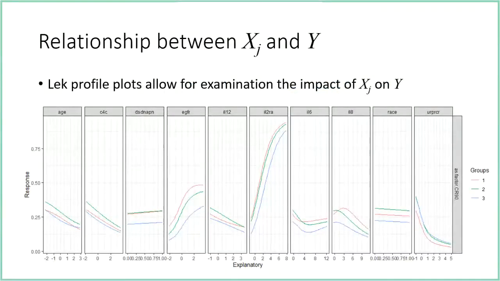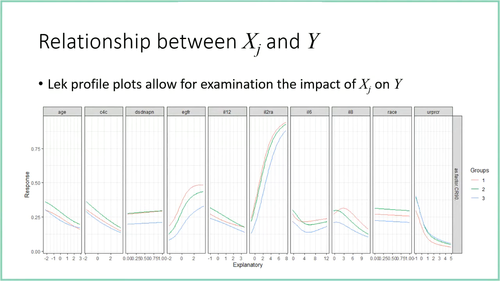Now, those importance measures are helpful in understanding the relative importance of a particular predictor and how it influences the prediction of the outcome. But they don't provide a good picture of how changing the predictor changes your prediction. And so the other thing that people have developed is something called a Lek profile plot. And so in a Lek profile plot, we want to look at the impact of an individual predictor by allowing it to vary, but we fix all of the other predictors.